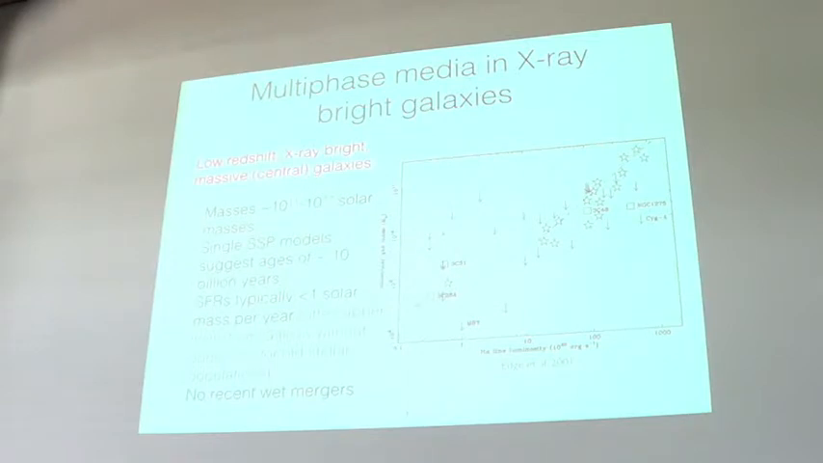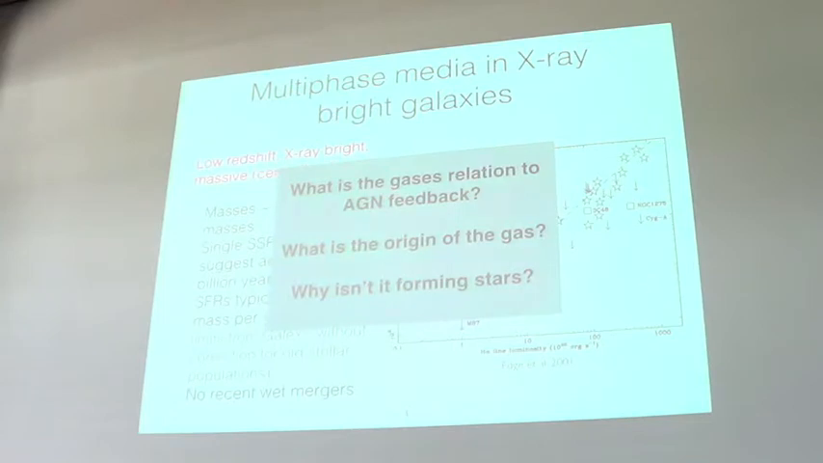So what would we like to understand? We'd like to understand the relation of these cold gas phases to AGN feedback. We'd like to understand the origin of the gas in these galaxies: how did that gas get there? And we'd like to understand why it isn't forming stars.